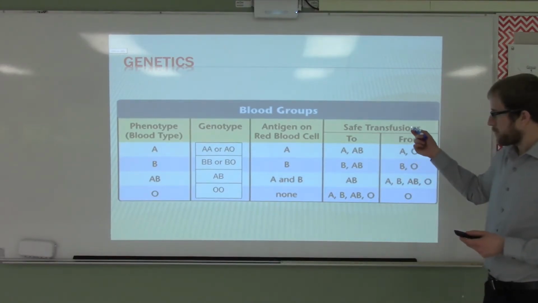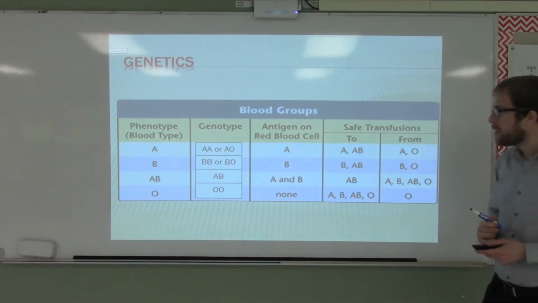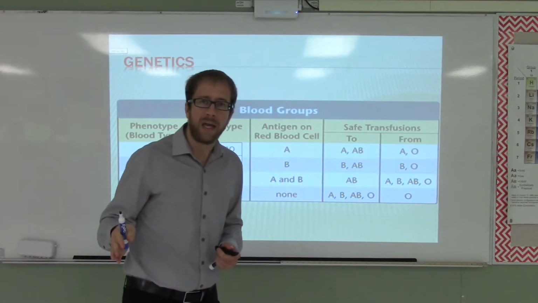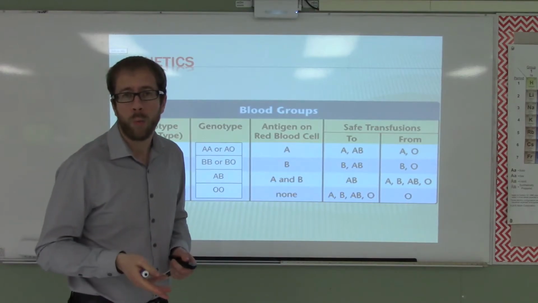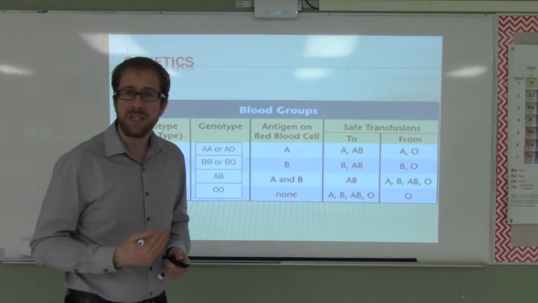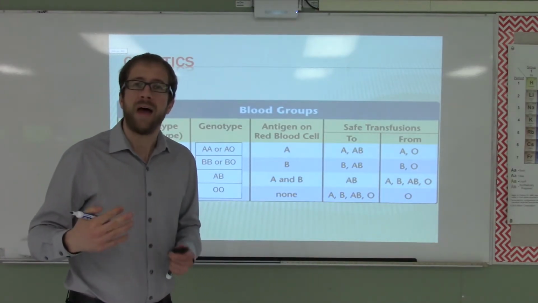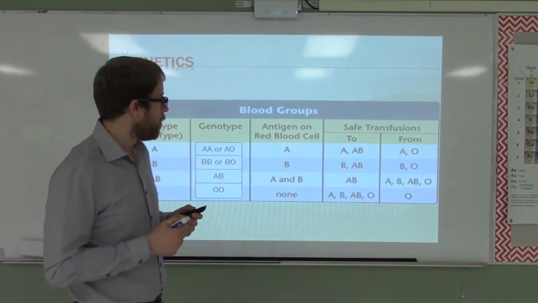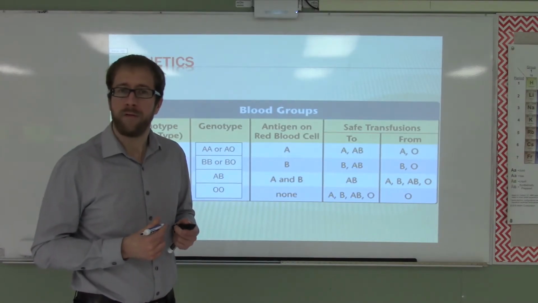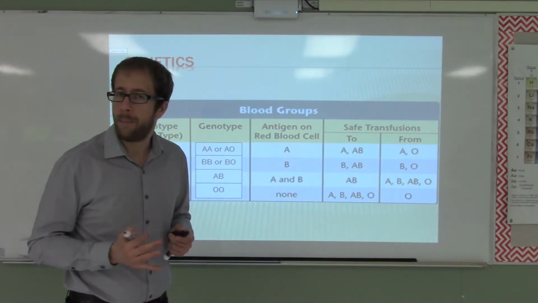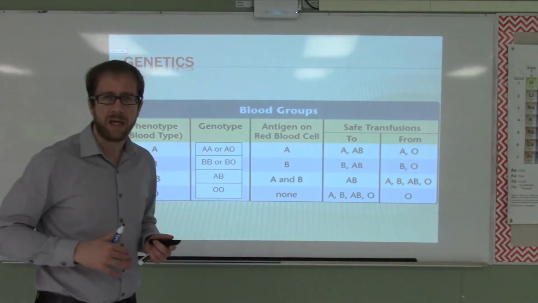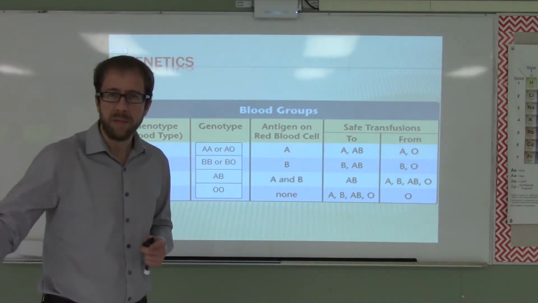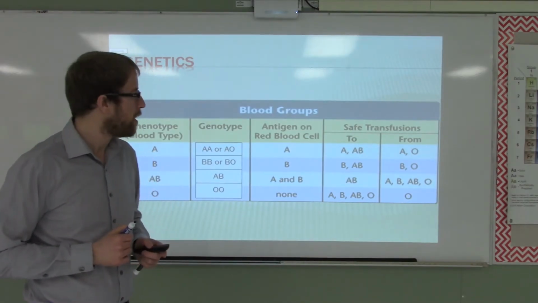Now, if you are type A, you can receive blood from type A or type O. Right? You can always receive blood that you have the antigens for. Who can you not receive blood from? Type B, right? If you are type A, you cannot receive blood from any B antigens. So that'd be type B blood or type AB.